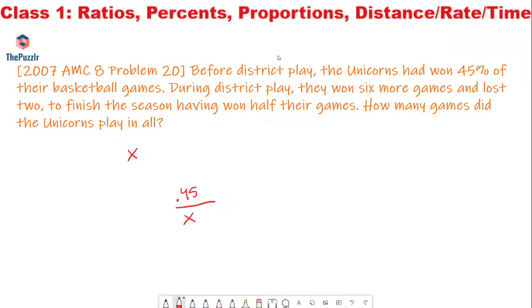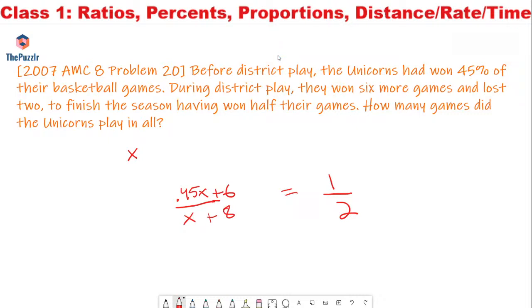If you're writing a percent as a decimal, it's very easy. You remove the percent sign and just move the decimal place over 2 times. So they won 0.45x. This is our ratio so far. And this is equal to 1/2, right? But we're not done. We have to include the district play games. So during district play, they won 6 more games. So add that to the number of games that they won. And lost 2. So you add to the number of total games they played 6. They won 6 and lost 2. That's a total of 8 games.